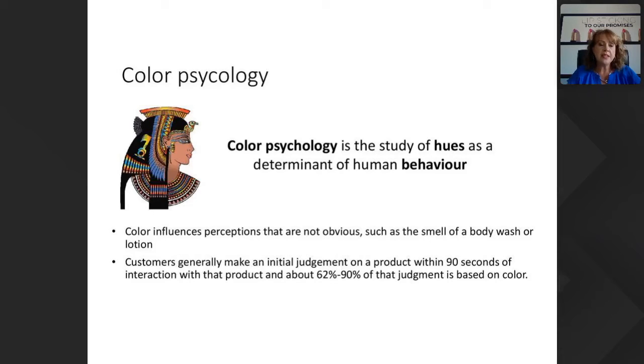So having said that, color influences the perceptions that are not obvious, such as the smell of a body wash or a lotion. Those are obvious ones. You can pick up a body lotion, you can smell what it smells like. But the moment you visually see a product, you already form in your mind an idea, once you've seen the color, of what you think that product is all about.